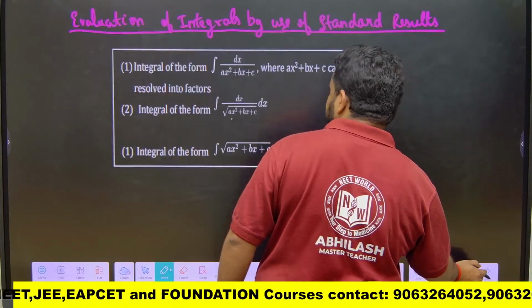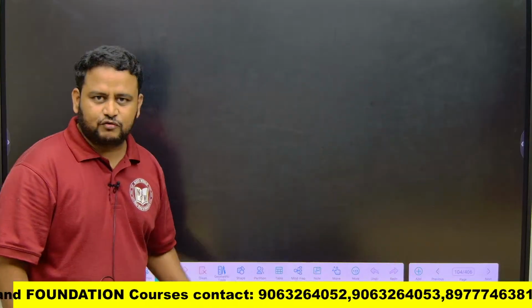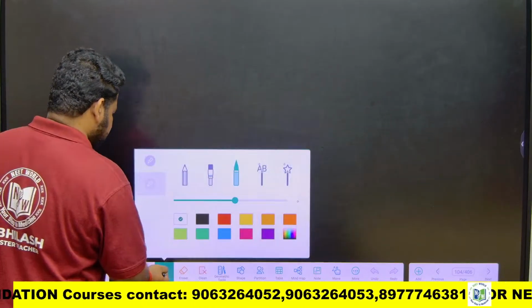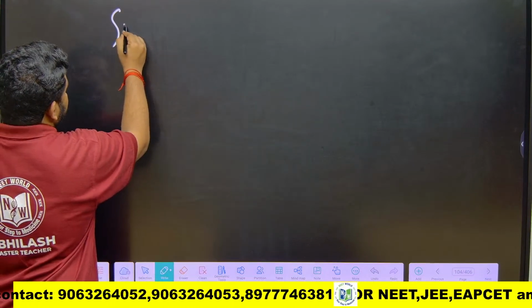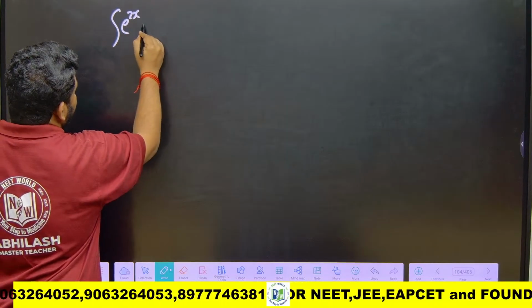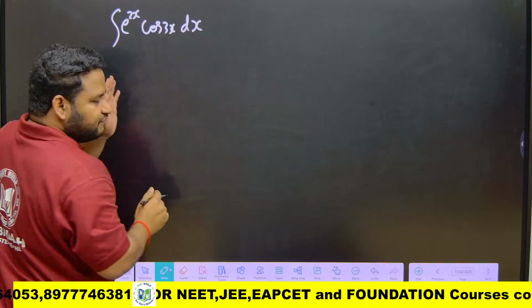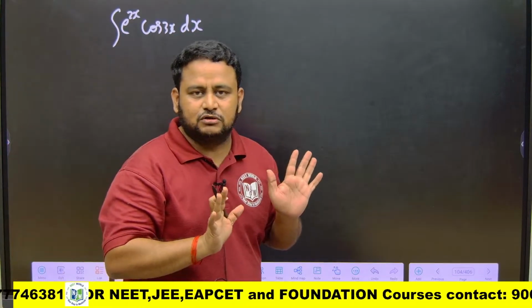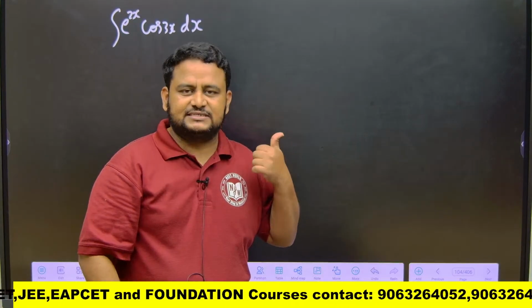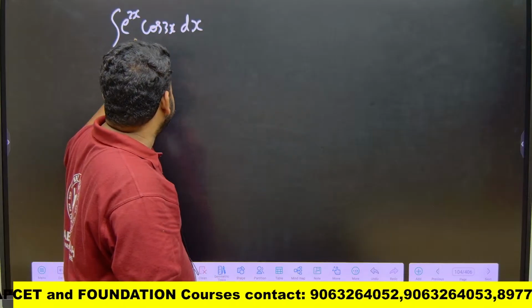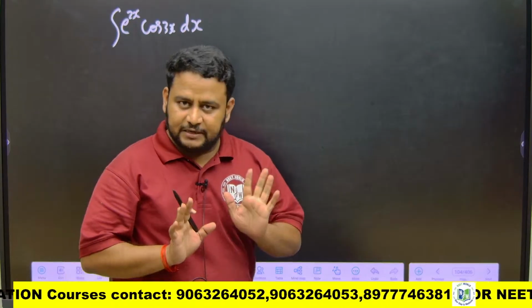Before going to this type of integrals, let us have a look at one question. Please take this as homework. See here, I can write this as e power 2x into cos 3x dx. Please solve this question and write the answer in the comment section, or do it yourself, and in the next class I will be solving this question. It is the integral of e power 2x cos 3x dx. This is the question. Please copy the question.